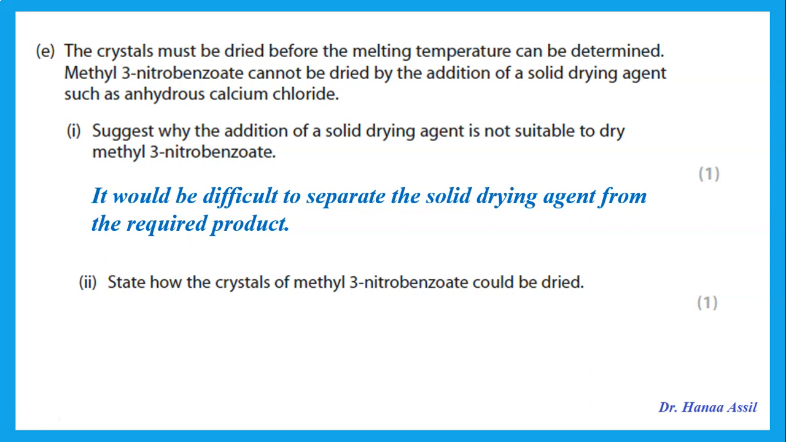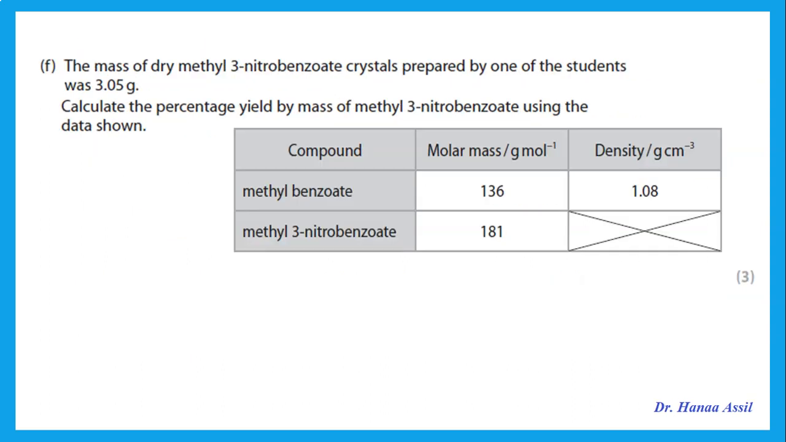State how the crystals could be dried. Okay, I cannot add a solid drying agent to dry it. How do we dry our solids? Between filter papers, right? Okay, the mass of dry methyl 3-nitrobenzoate crystals prepared by one of the students was 3.05 grams. So when the student made this experiment and prepared these crystals, he got 3.05 grams of the crystals. Calculate the percentage yield of the compound using the data shown.